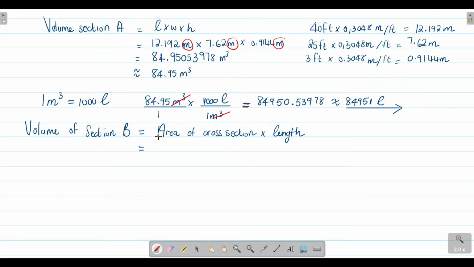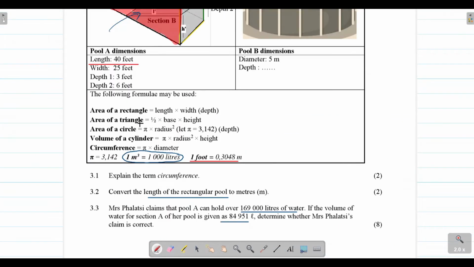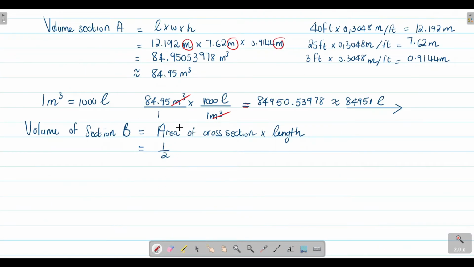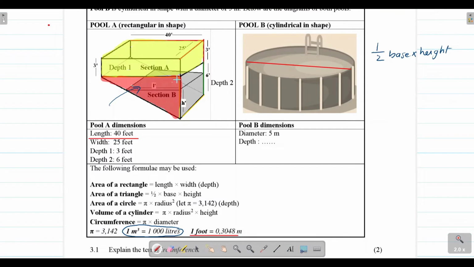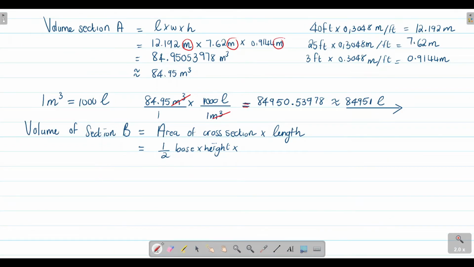And then we said what is the cross section? To get the area of a triangle, we're already given the formula. We're told that it's half base times height, multiplied by the length. But I don't want to say length here, because you guys are going to be confused and think that it's supposed to be that 40 feet. So I'm just going to say width, because we've already accounted for the base and the height. What have we not accounted for? It's that width. So I'm going to write it as width just so that no one gets confused. And then we are going to substitute all the values that are given to us.